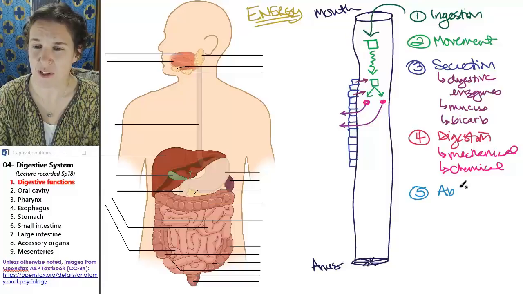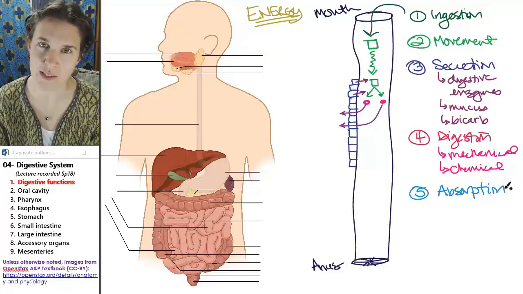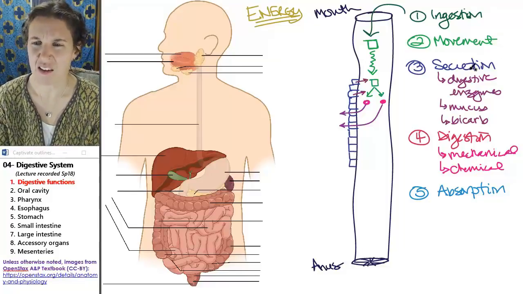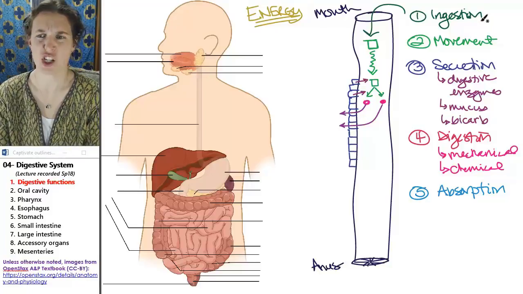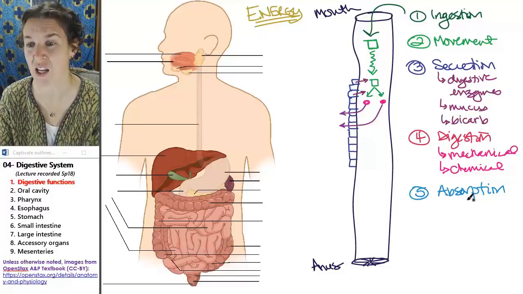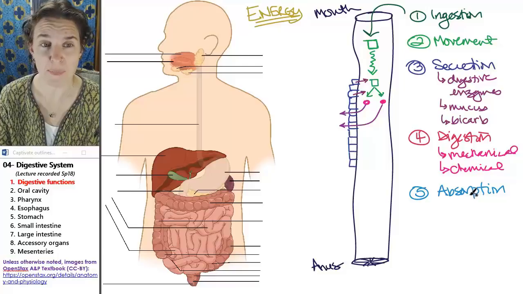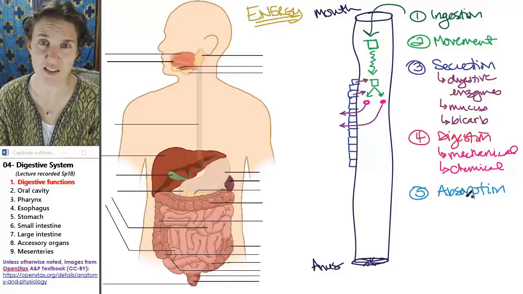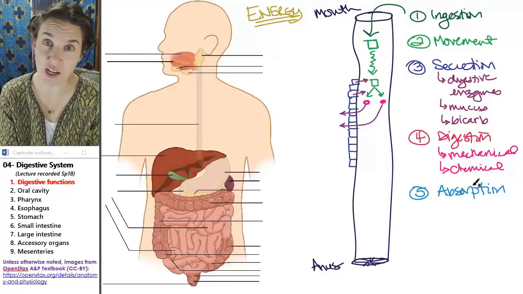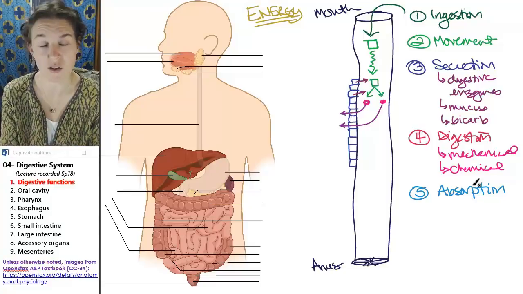And absorption, I would argue, is the whole point. All of it, the secretion, the movement, the ingestion in the first place, breaking it down into little pieces, all of it is done so that you can absorb the goodies and send them to your body cells who can use them. And the goodies are used for energy. They're also used as building blocks, which really is also about energy.